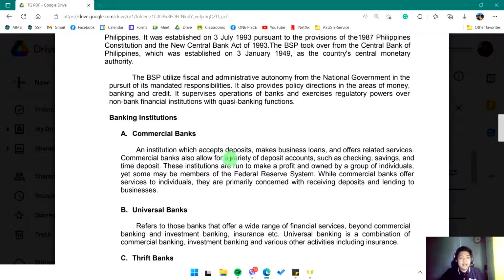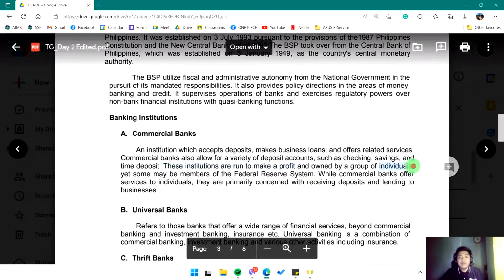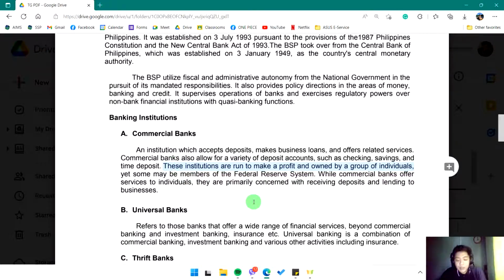They also offer a variety of deposit accounts such as checking, savings, and time deposits. These institutions are run to make a profit and owned by a group of individuals. This is what I want to put emphasis on when we define commercial banks. Commercial banks are first and foremost built in order to make profit. Yun po talaga ang kanilang intention.